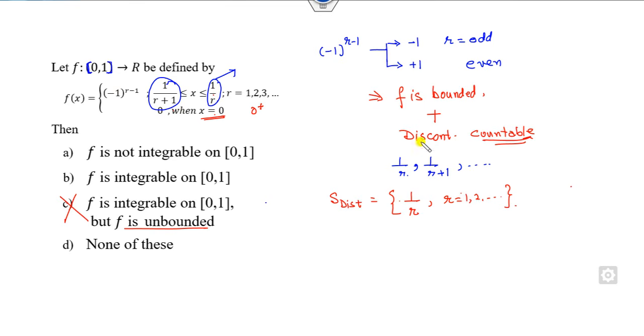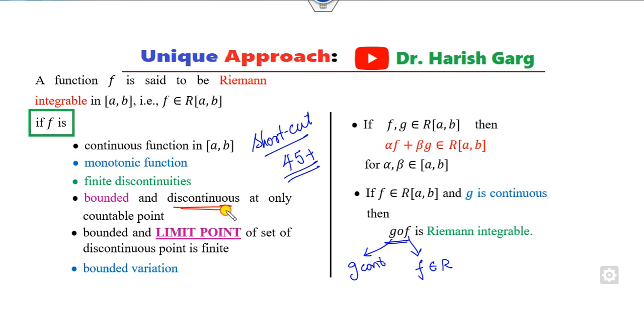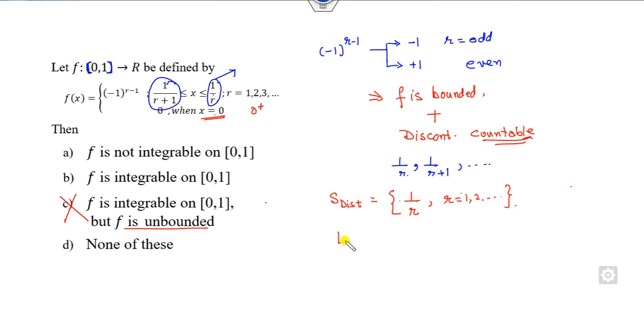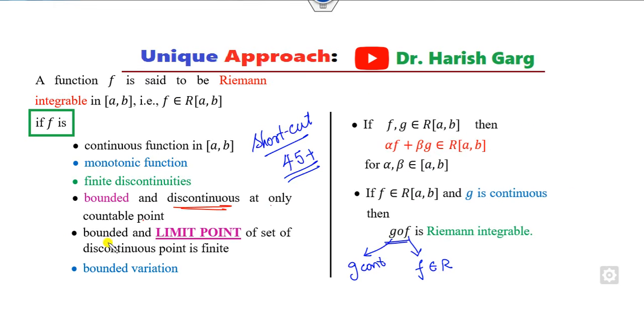Now look at that. I need to know whether it is countable or has a limit point. Can you find the limit point of this? What is the limit point? It is 0 as r approaches infinity, which is finite. So the limit point is finite and the function is bounded, which means it is Riemann integrable. That is the right answer. So I use this shortcut trick: bounded plus limit point is finite.